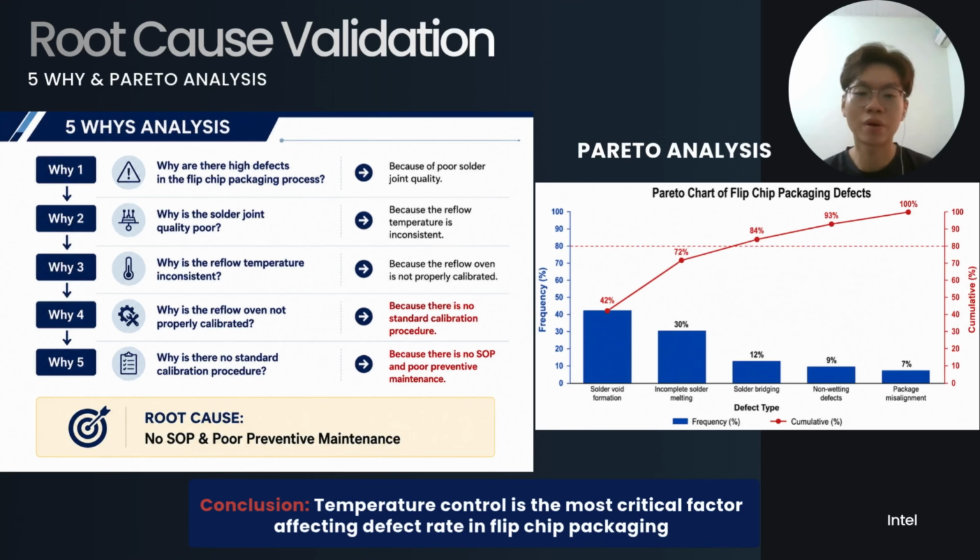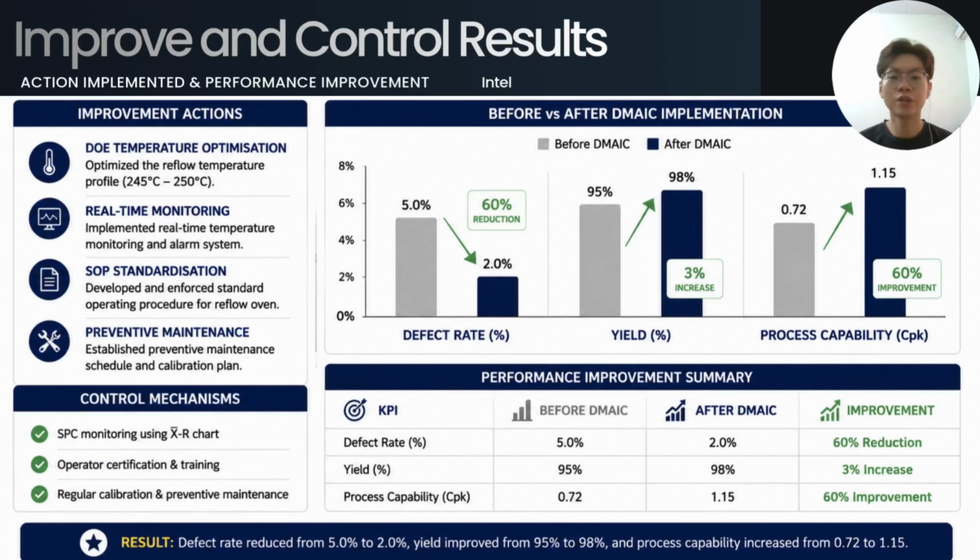When coming to the Pareto analysis, we use it to determine which defect contributes the most to the overall defect rate, and we can see from the diagram that solder void formation accounted for 42% of defects, while incomplete solder melting contributed another 30%. So together, using these two methods, we found that the main issue is the temperature control, and that is the issue that we need to address. So we need to improve.